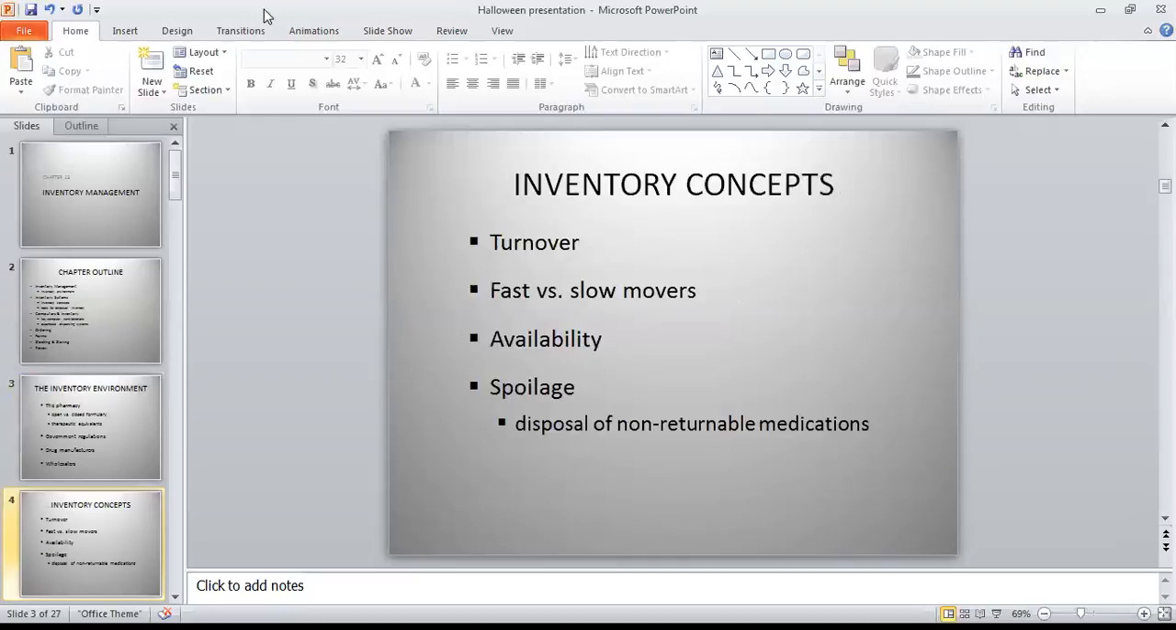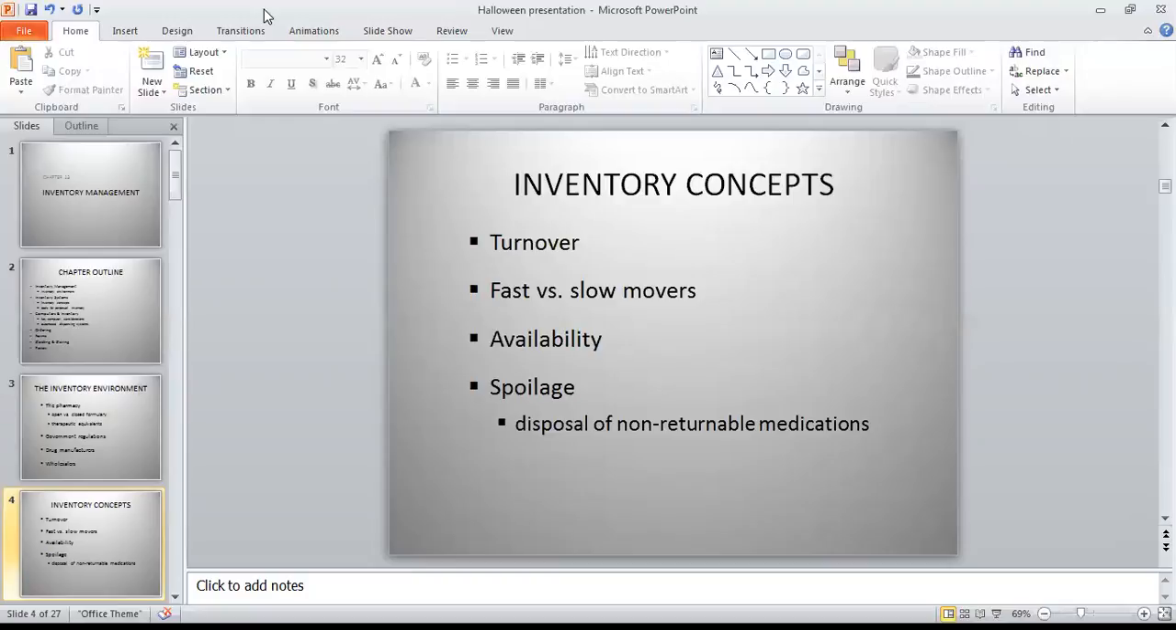A couple of concepts for inventory that I want to address. The concept of turnover has to do with how often we rotate new stock into our facility. Most pharmacies try to maintain a supply of every drug that they have that will last approximately 30 days. So the turnover rate then would be 12 times per year.